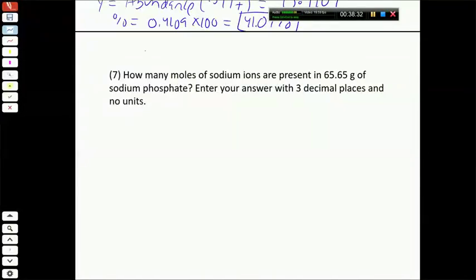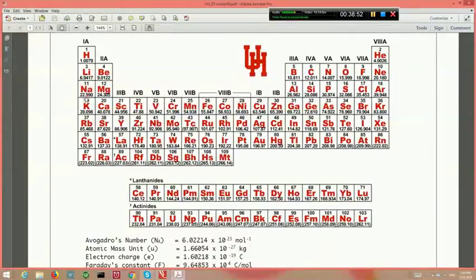So here we're just converting a mass into a number of moles, and so we should automatically think of atomic mass. But the first thing we need to be able to do is get the correct chemical formula for this, because we don't know what that is right now. We need that to find the molar mass. And so if we have sodium phosphate, sodium on the periodic table is over here in the first column, atomic number 11. It's group 1A.